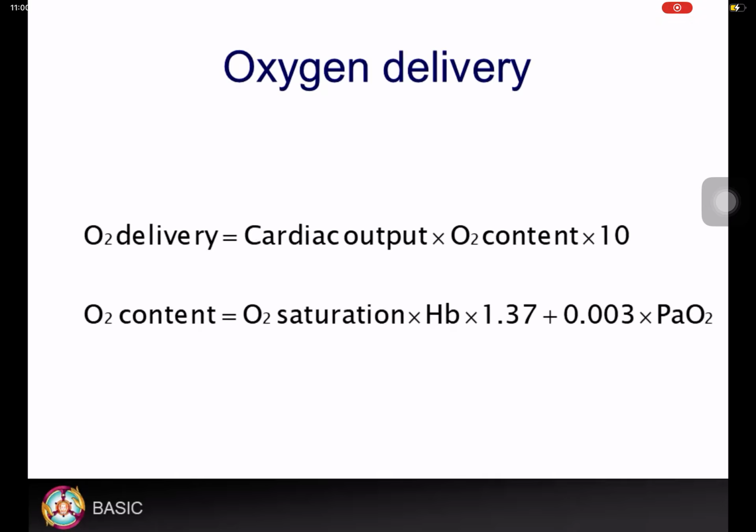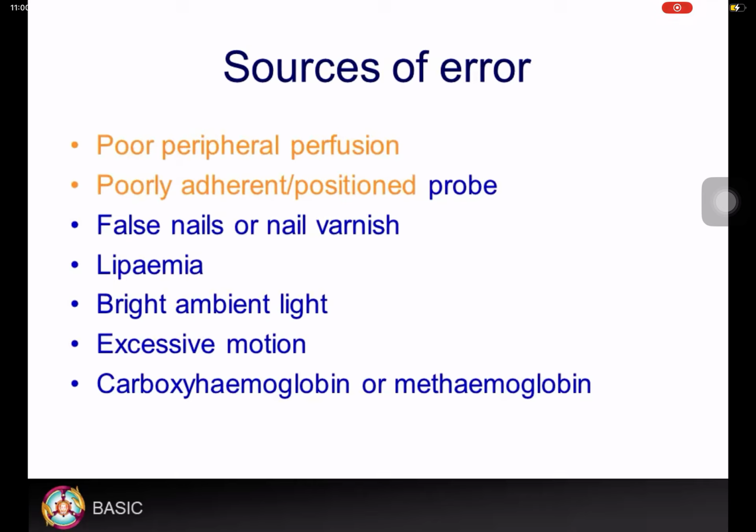Oxygen delivery is the product of the cardiac output, the oxygen content of blood, and a correction factor. The oxygen content of blood is mainly dependent on the oxygen saturation and the hemoglobin concentration, with a very small contribution from dissolved oxygen. As a result, it is the saturation which is important in determining oxygen delivery rather than the PO2.